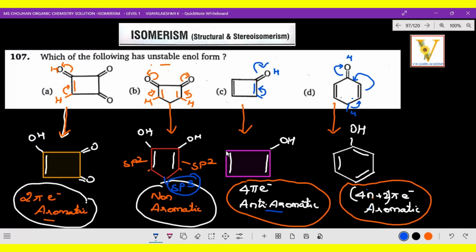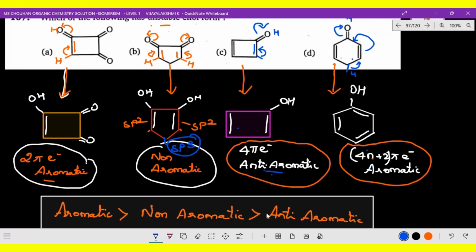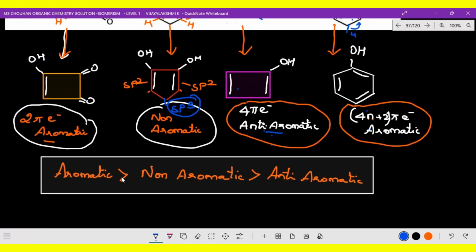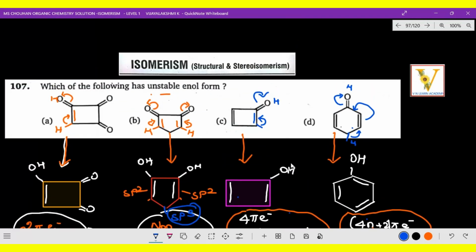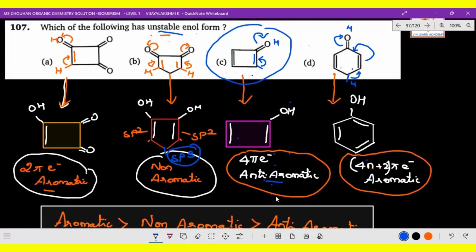Now, how do we identify which has the highly unstable enol form? I will give you that idea. Aromatic is greater than non-aromatic, which is greater than anti-aromatic. So anti-aromatic is least stable, highly unstable, which means option C is highly unstable, right? So the enol form which is unstable is anti-aromatic. I hope you got the clarity.